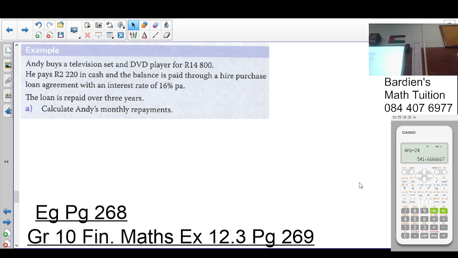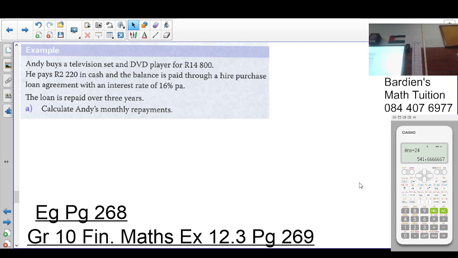Looking at the examples on page 268. We are told that Annie buys a television set and DVD player for 14,800 Rand. Nowadays, TVs cost over 28,000 Rand. Yeah, the flat screen big TV that you guys have, that I see in the shops. I don't have one on my own. It's very expensive.